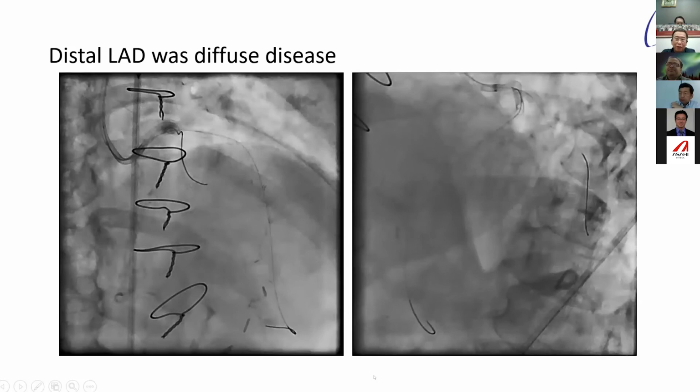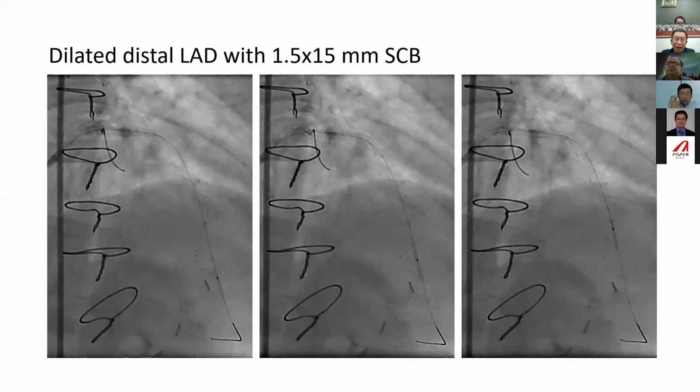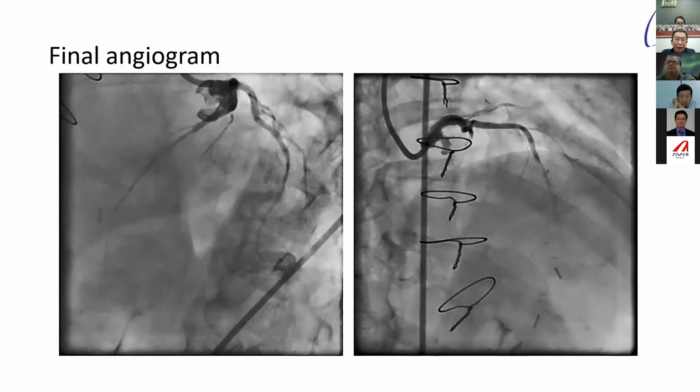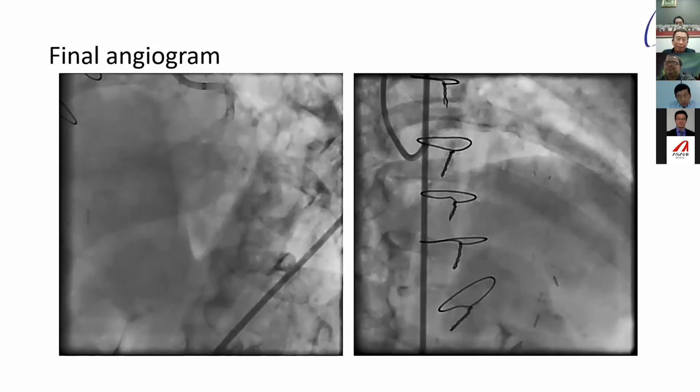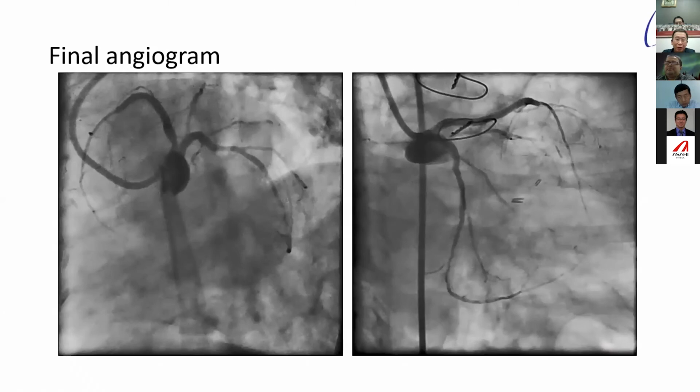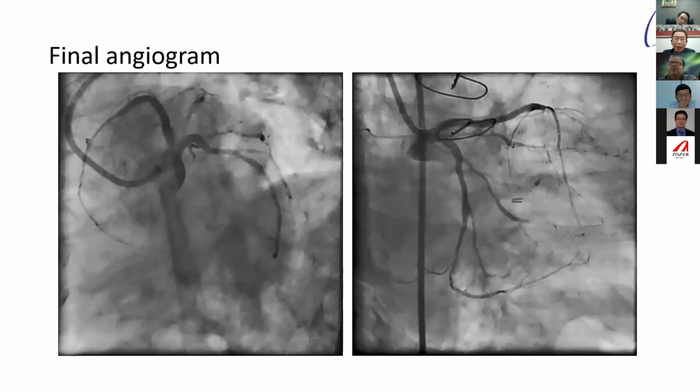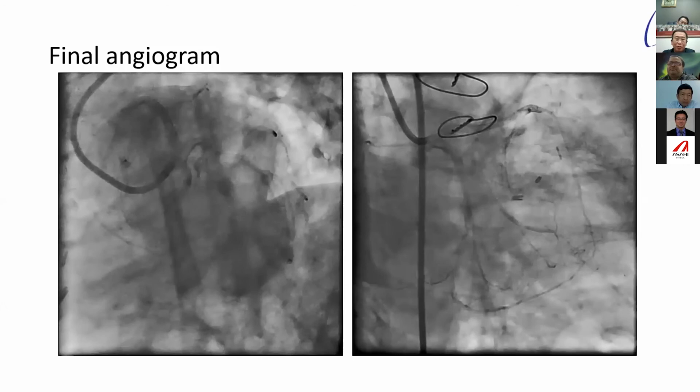So I take a chance to do some dilatation of the distal LAD with a small balloon, the 1.5, and wait for 5 minutes, and the flow in the LAD looks better and is still a good flow even after we remove the guide wire. So this is the final result of this CTO. And this is another view. You can appreciate that the proximal LAD still has some incomplete expansion of the stent due to the heavy calcified lesion.